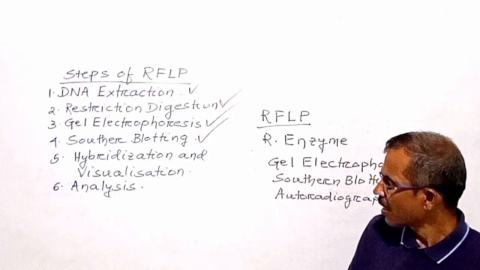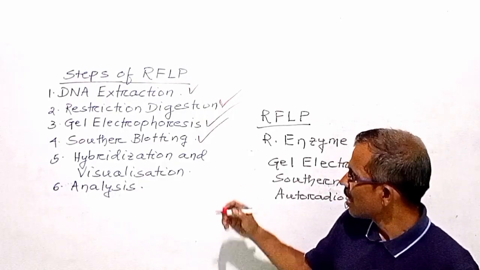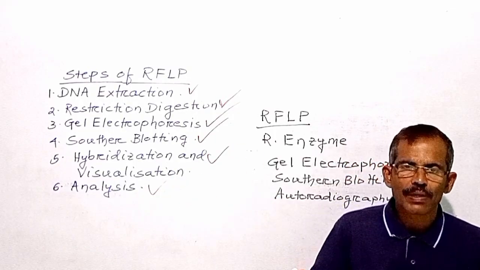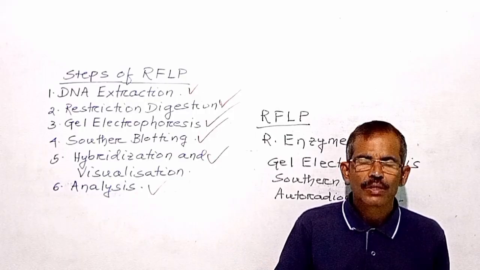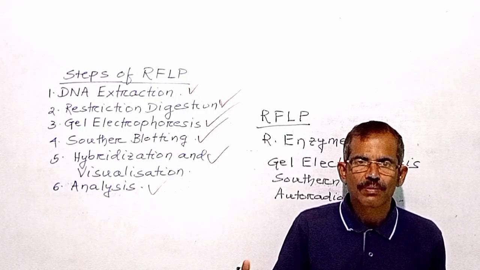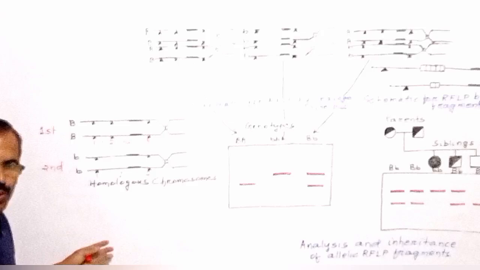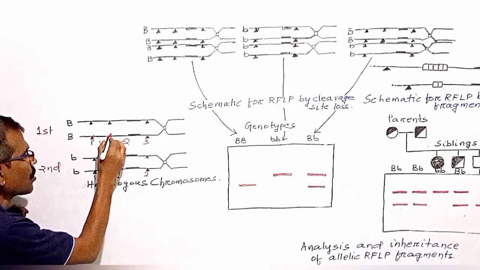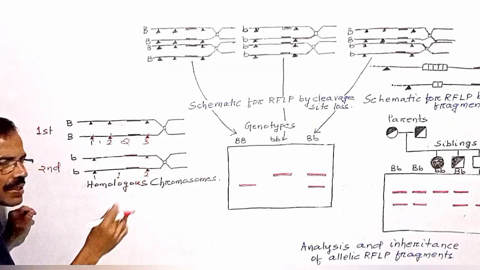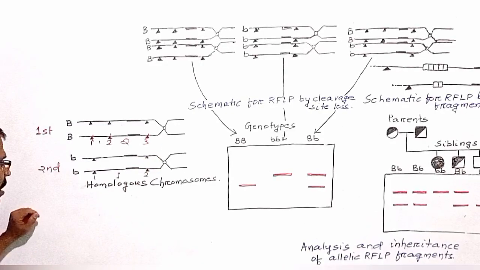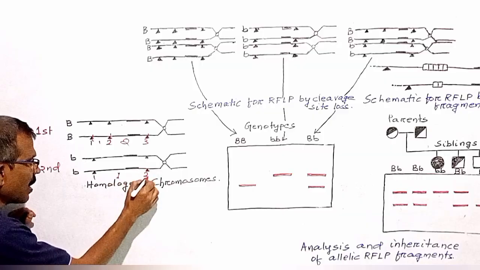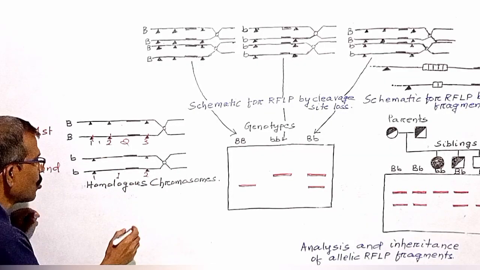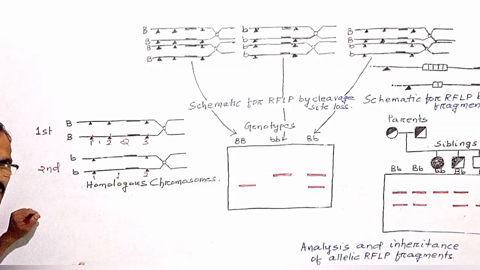Last step is analysis. In this step, DNA fragments of different lengths obtained from different samples are compared and suitable conclusions are derived. These are two homologous chromosomes, out of which the first chromosome has 3 recognition sites for the restriction enzyme EcoR1. On the other hand, the second chromosome has only 2. This indicates that from this chromosome, the second recognition site is missing.